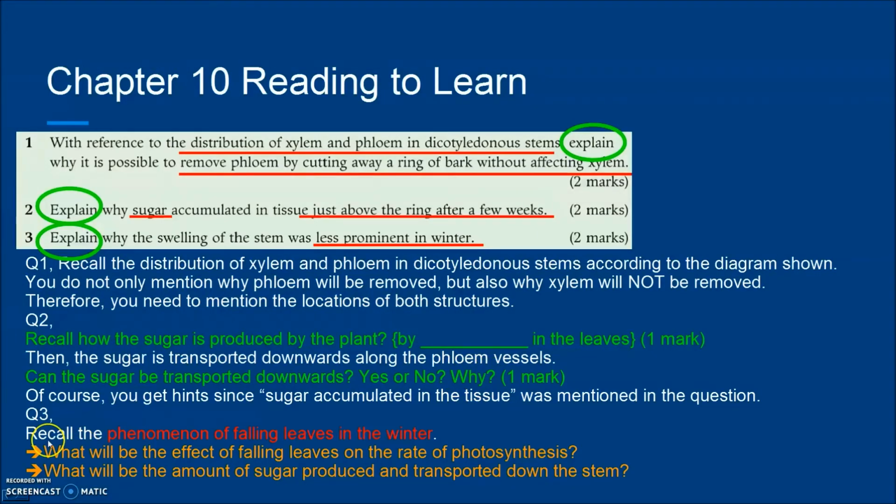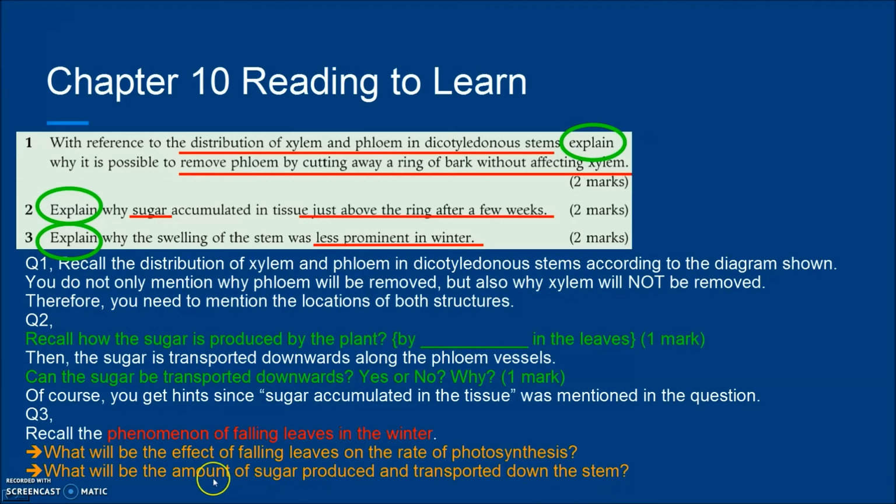For question 3, explain why the swelling of the stem was less prominent in winter. We call the phenomenon mentioned in the paragraph; it talks about the falling leaves in the winter. In this question, I want you to think about it: what will be the effect of falling leaves on the rate of photosynthesis, higher or lower? And then what will be the amount of sugar produced and transported down the stem?